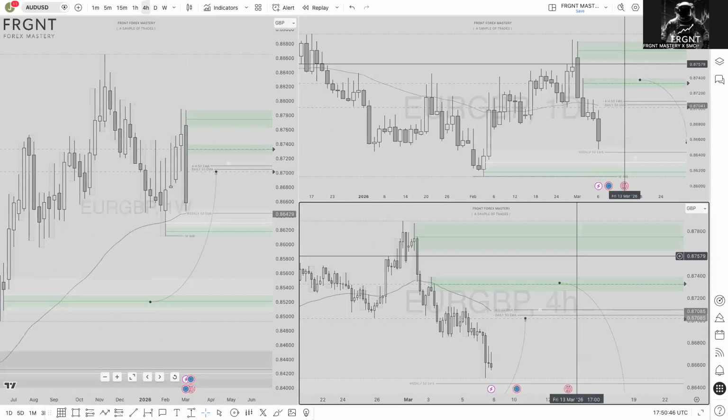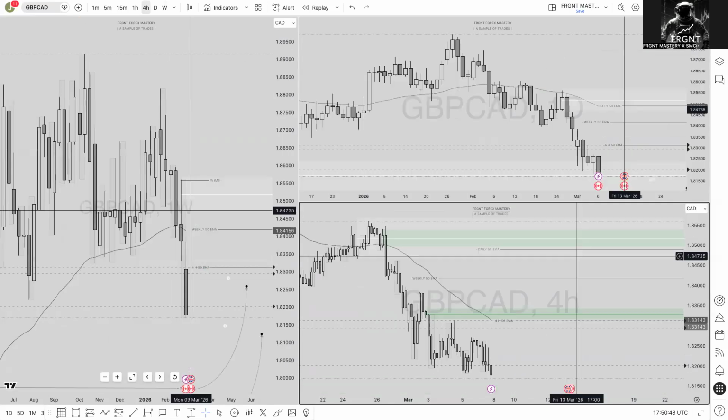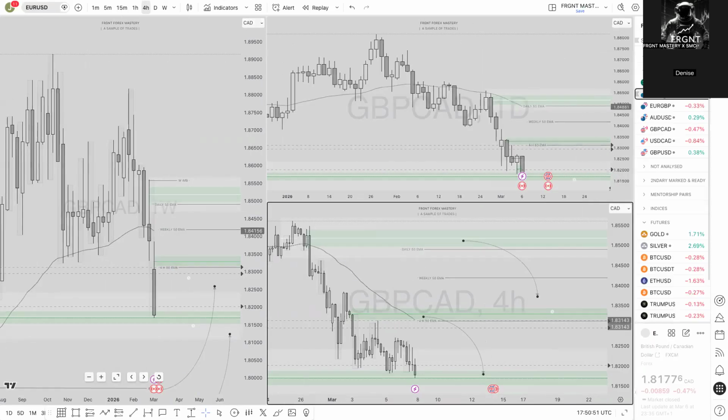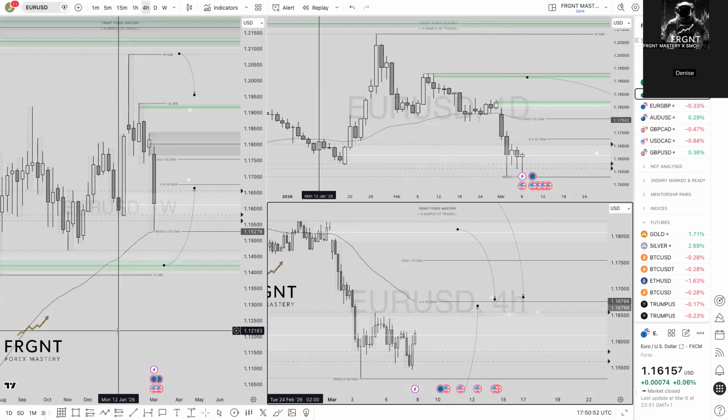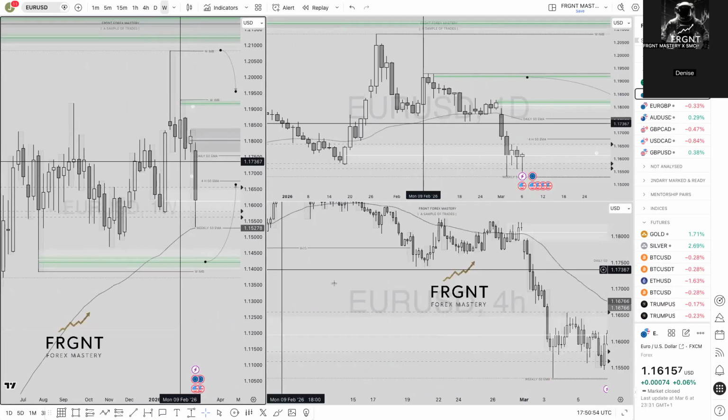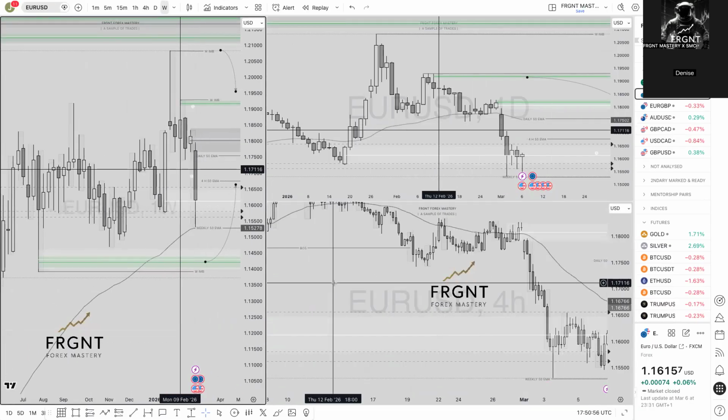Let's take a look at, well, we should start from the top to be quite honest. Euro US dollar. Afternoon, Denise. Good evening. So Euro US dollar weekly time frame again.